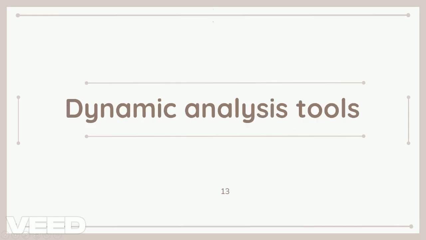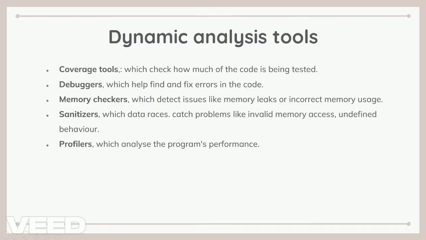So now there are some dynamic analysis tools which help developers understand how their code behaves when it is running. These include coverage tools, which check how much of the code is being tested to ensure all the parts are working properly. Debuggers, which help find and fix errors in the code by allowing developers to step through it and inspect its behavior. Memory checkers, which detect issues like memory leaks or incorrect memory usage. Sanitizers, which catch problems like invalid memory access, undefined behavior or data races. Profilers, which analyze the program's performance to identify areas that need optimization, such as slow functions or excessive resource usage.